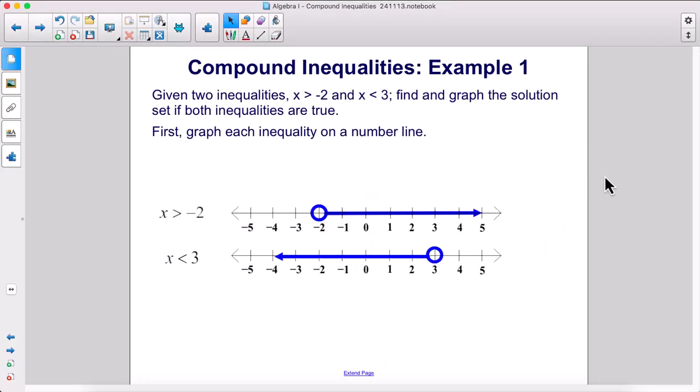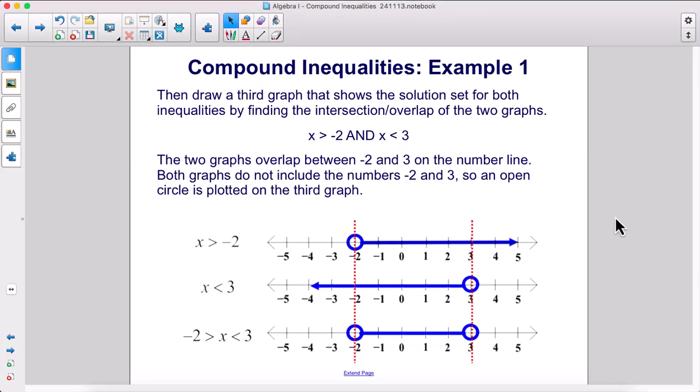Given two inequalities, x is greater than -2 and x is less than 3, find and graph the solution set if both inequalities are true. So first, we graph each inequality on a number line. This one is x is greater than -2. This line here represents x is less than 3.